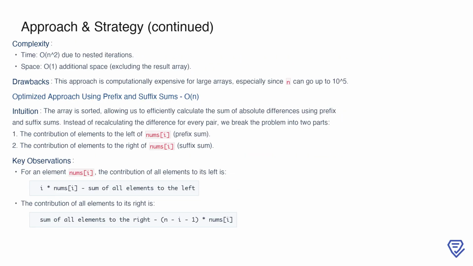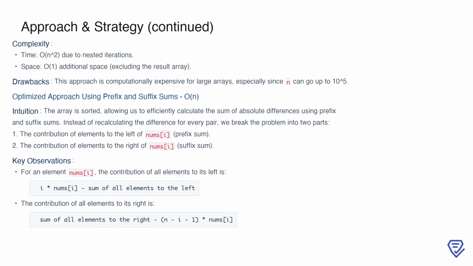The brute force approach has a time complexity of O(n squared), because we must iterate through the array for every element, resulting in nested loops. The space complexity, on the other hand, is O(1) if we exclude the result array, as no additional data structures are used. However, this approach becomes impractical as the array size increases, especially when n is as large as 100,000. To improve efficiency, we can exploit the fact that the array is sorted.